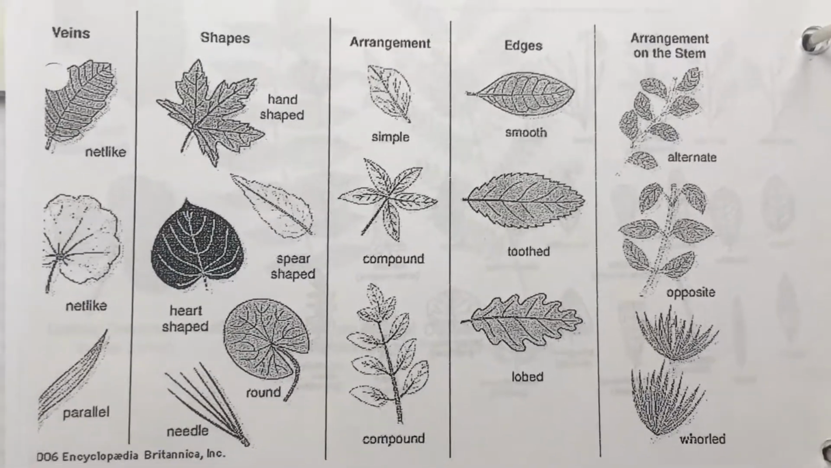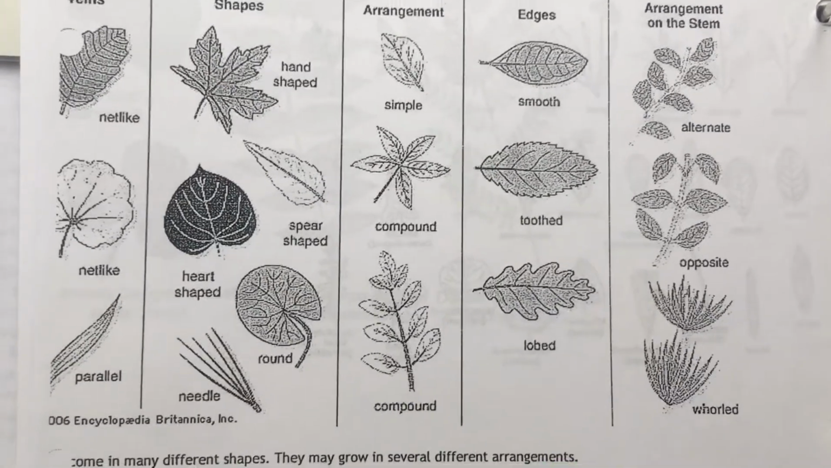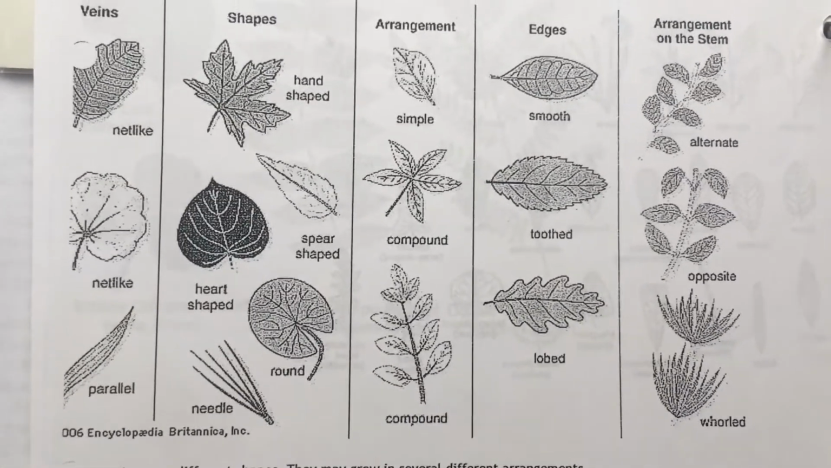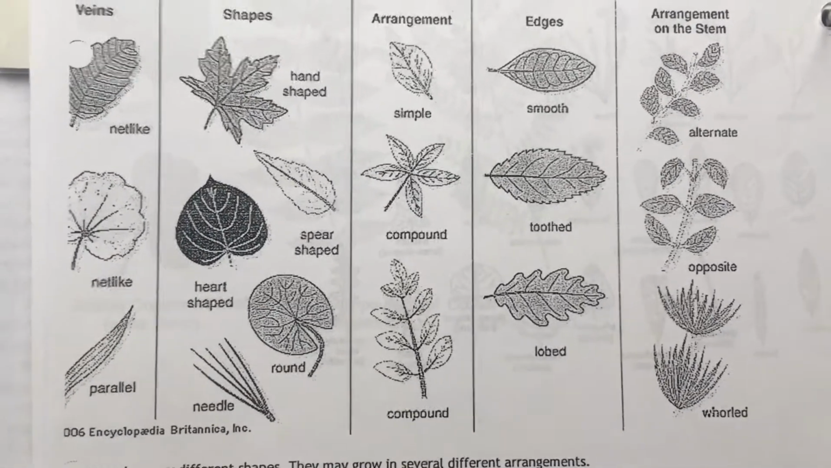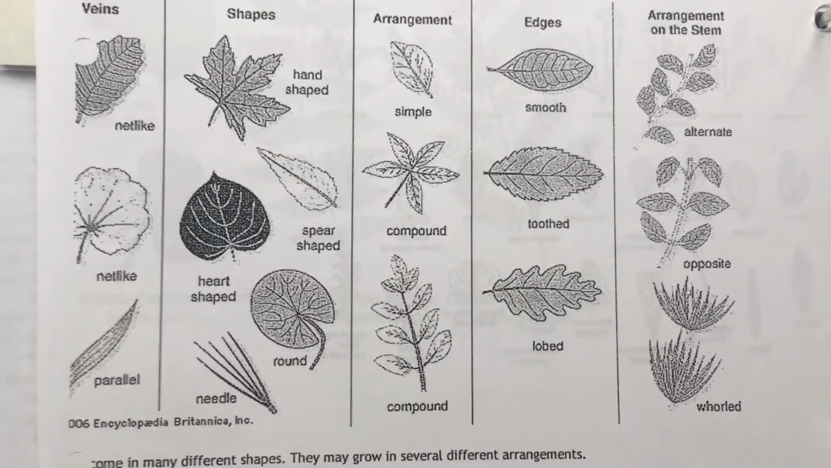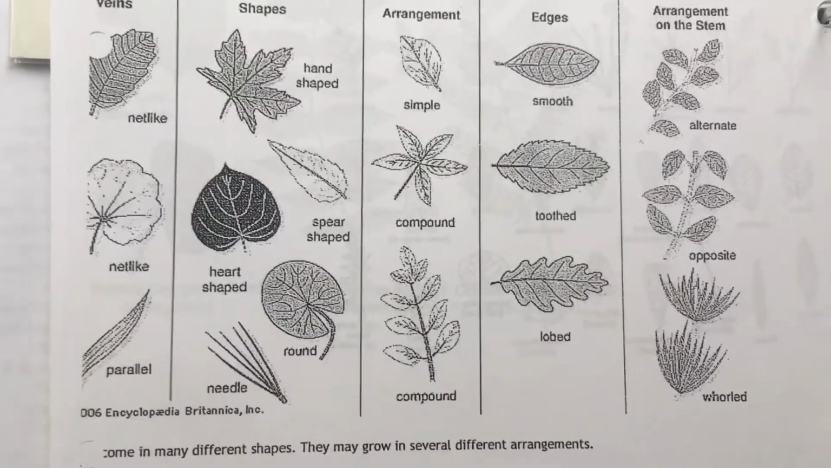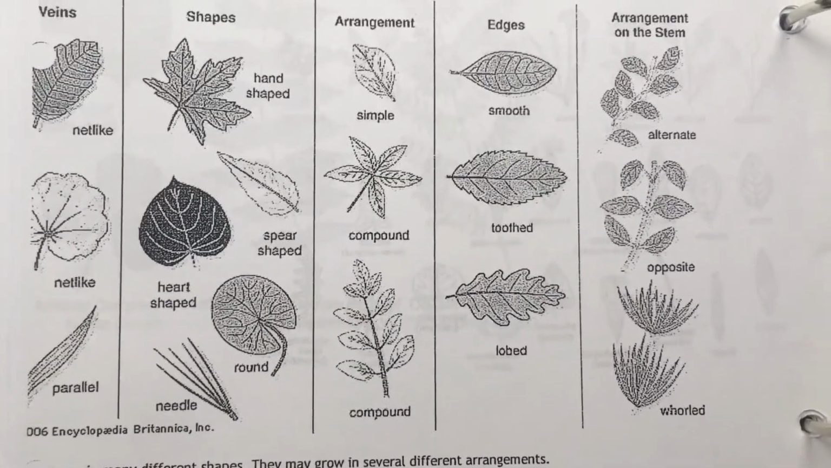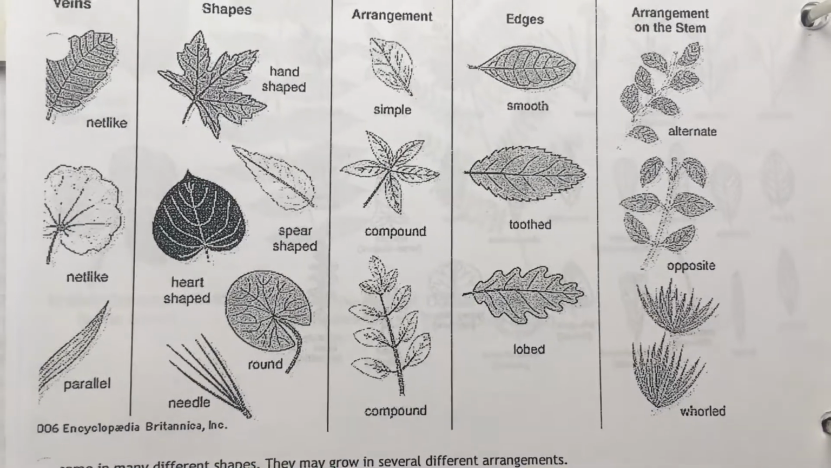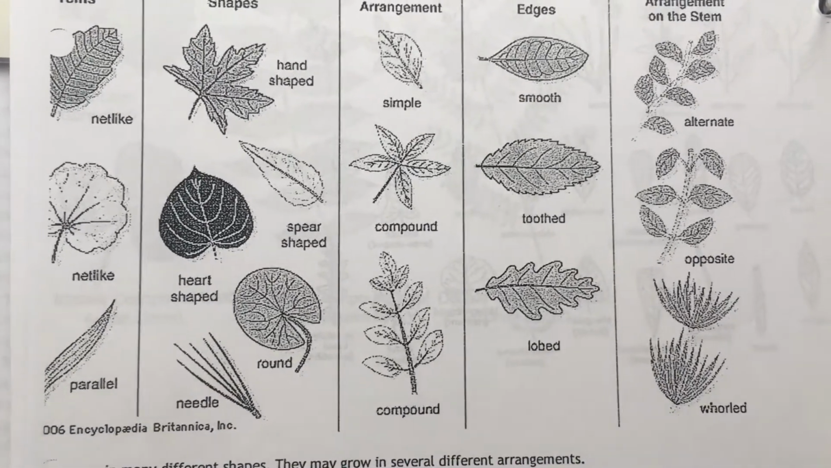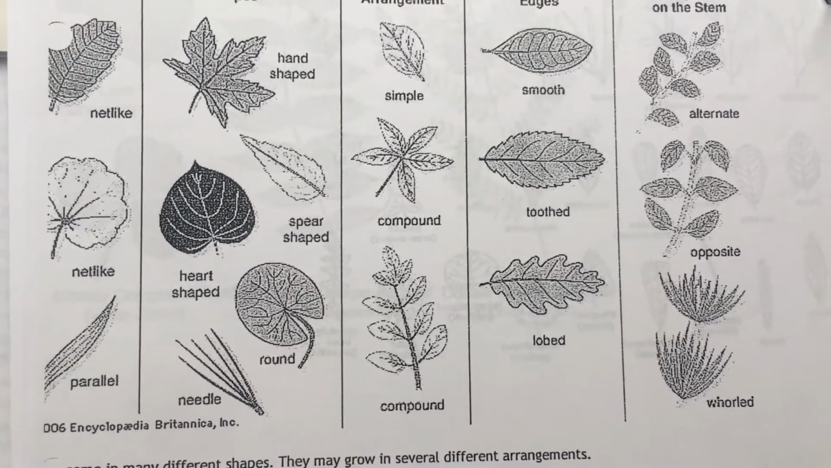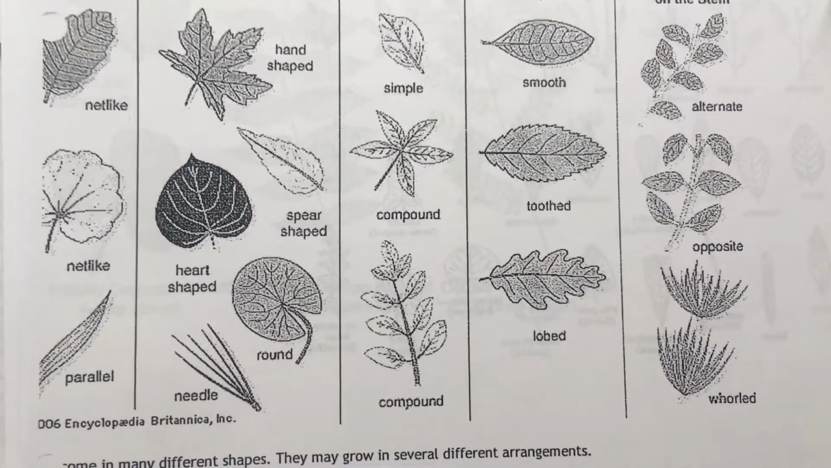Things to look at and what they would be called as we get started into identifying trees by their leaves. So you can see different shapes are going to have different names. If you look at the veining, you can have net-like veining. You can have the midrib. You can have parallel, where the veins just run parallel, straight down the leaf.